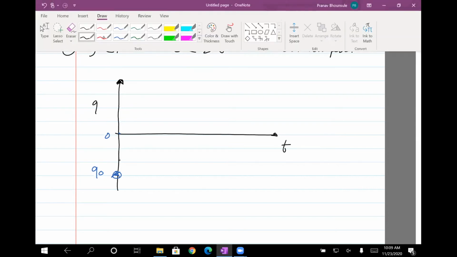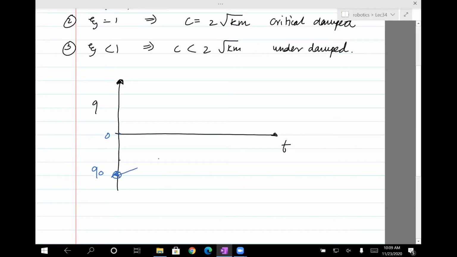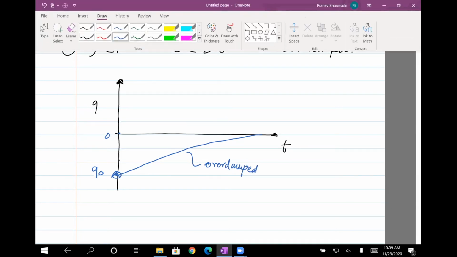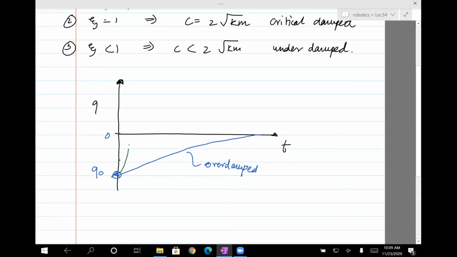So first, let's look at what happens when the system is over-damped. When the system is over-damped, it'll go to 0, but it'll do so very slowly. If it's under-damped, then you'll see that it actually oscillates, something like this. This is under-damped. And then if it's critically damped, then it actually goes to 0. It looks very much like an over-damped system, but it goes to Q equals 0 much more quickly.